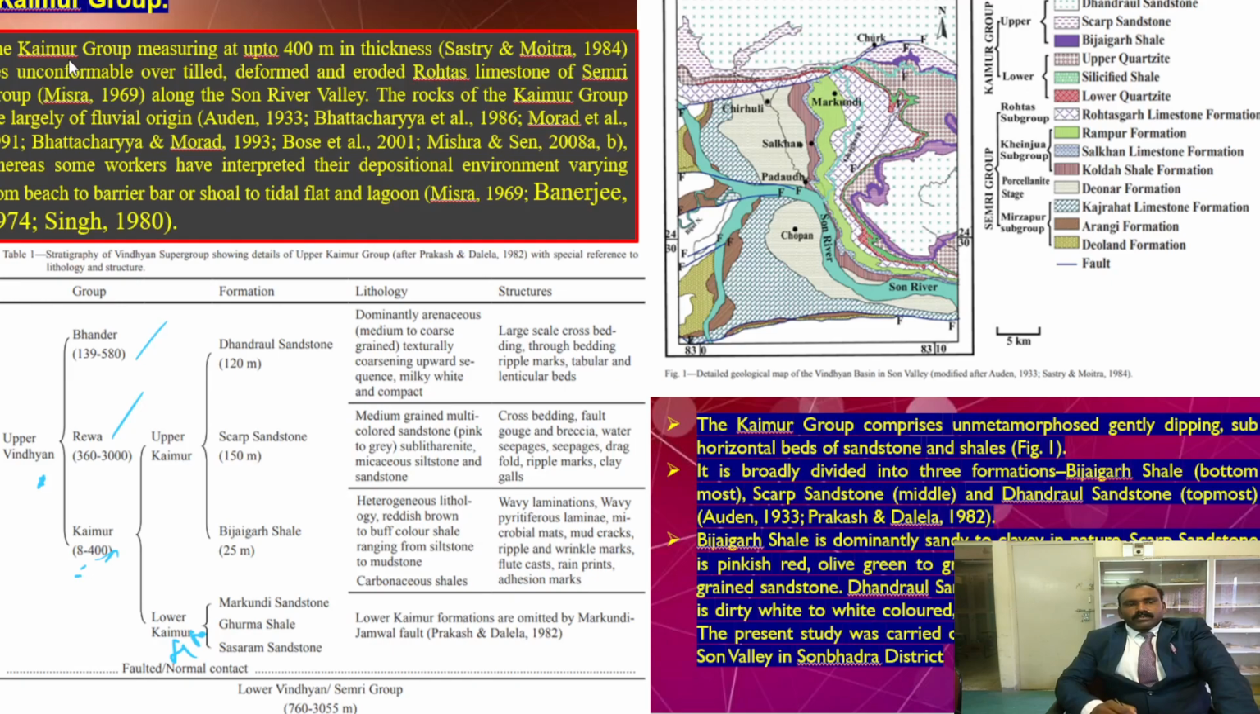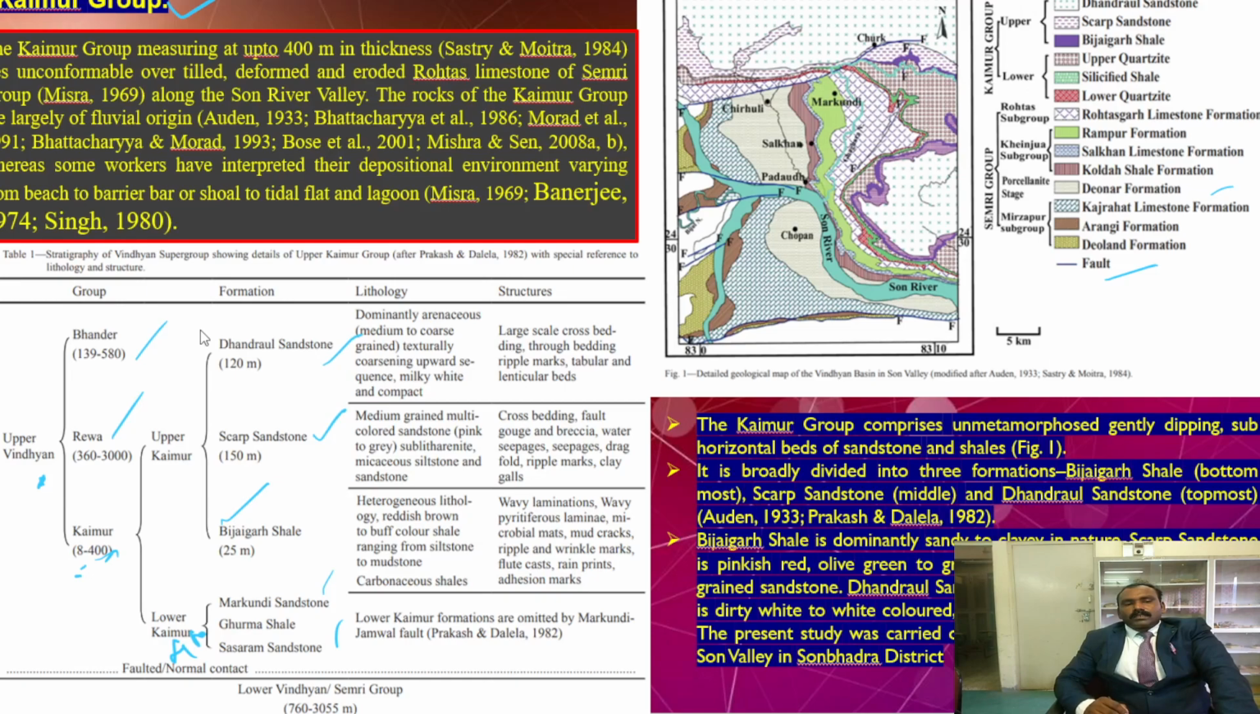Here we have different formations of the Semri group, that is the Deoland formation, where the fault lies below the Deoland formation, and the Arangi formation, Kajrahat limestones and the Deonar formation are also situated in the southern regions. The Kaimur group is divided into the lower Kaimur and the upper Kaimur. The lower Kaimur is made up of the Sasaram sandstones and the Markundi sandstones, and the upper Kaimur is further divided into the Bijaigarh shales, Scarp sandstones and the Dhandraul sandstone. Dhandraul quartzites are there for the matching. Match the following.